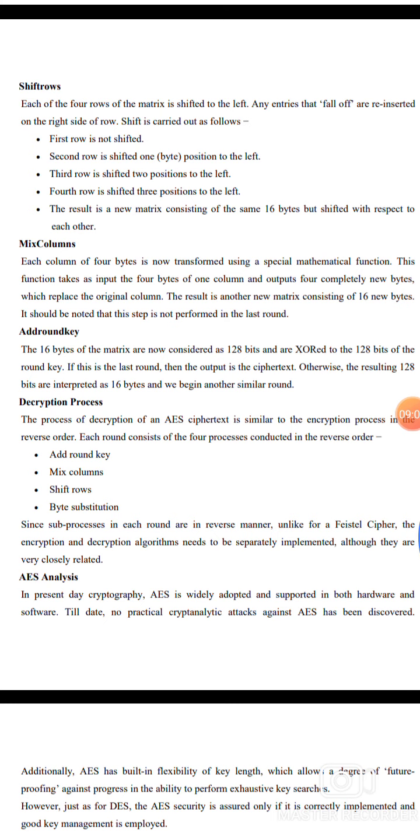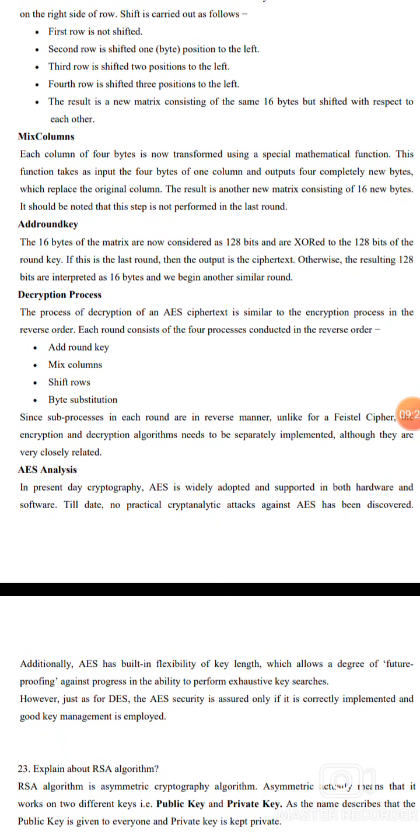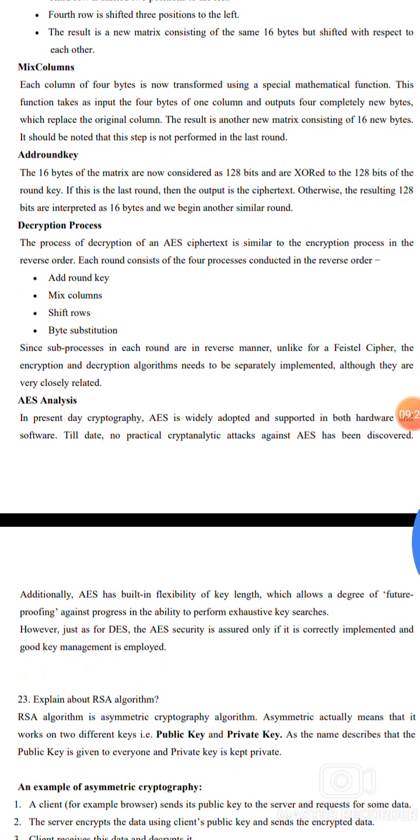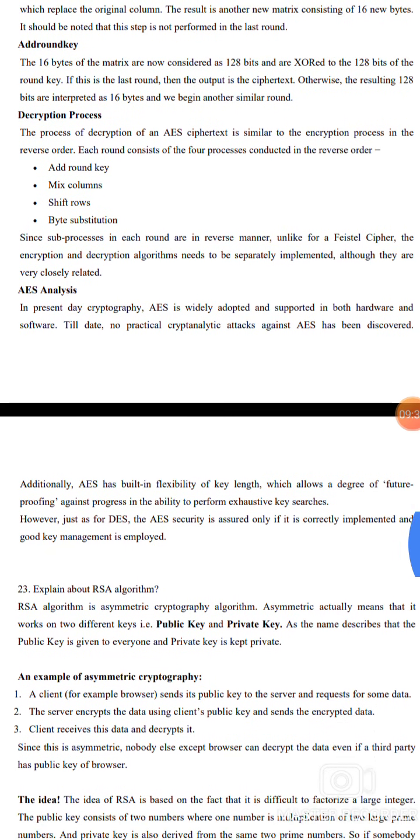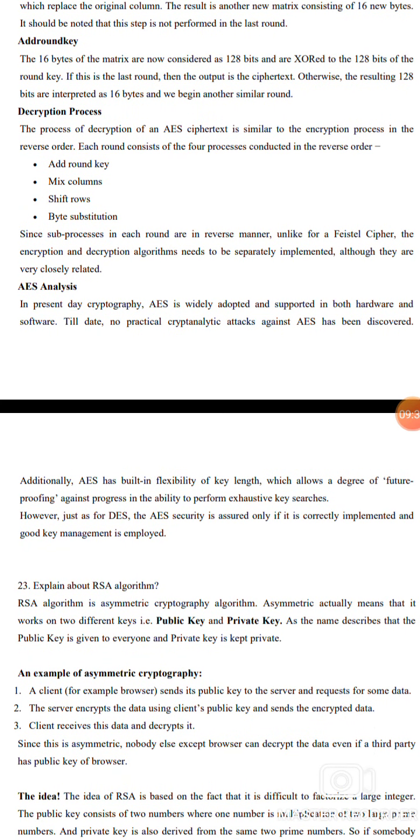Mix columns: each column of 4 bytes is now transformed using a special mathematical function. This function takes the 4 bytes of one column as input and the output is completely new bytes, which replace the original column. Add round key: the 16 bytes of the matrix are considered as 128 bits and are XORed with the 128 bits of the round key. Decryption process: add round key, mix columns, shift rows, byte substitutions are the 4 processes defined in decryption.